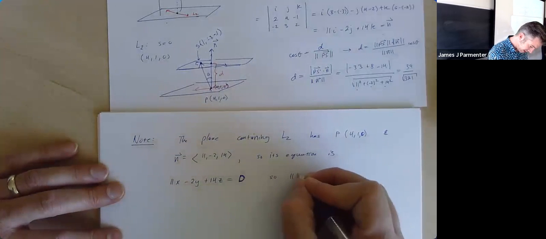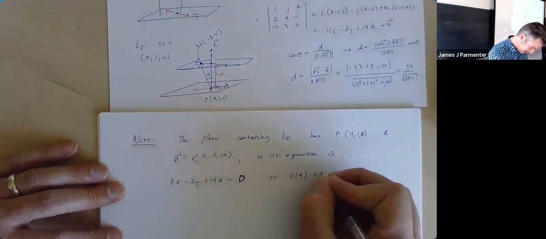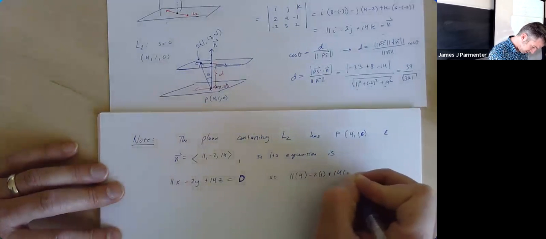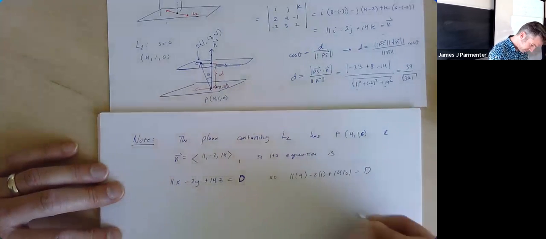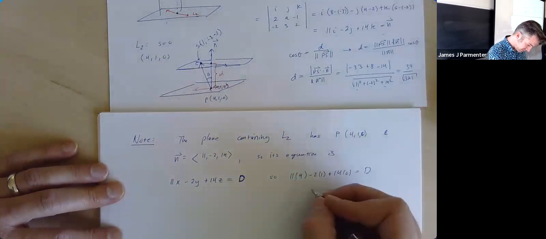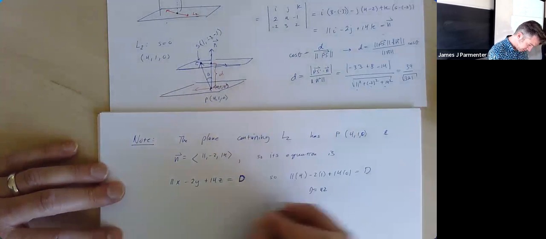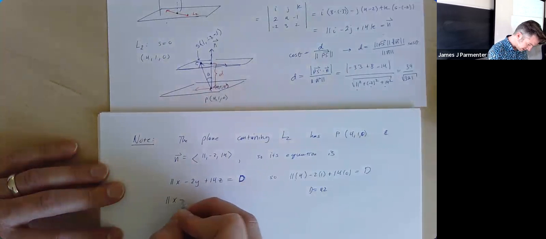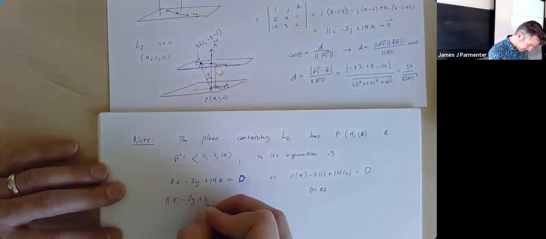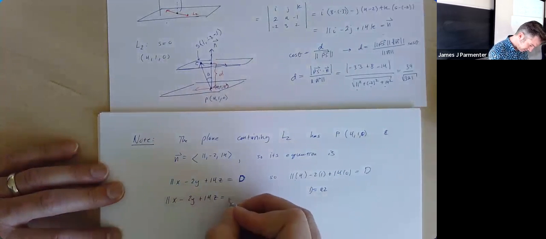So we have 11 times 4 minus 2 times 1 plus 14 times 0 equal to d. So 44 minus 2, so d equals 42. So the equation of that lower plane is just 11x minus 2y plus 14z equals 42.